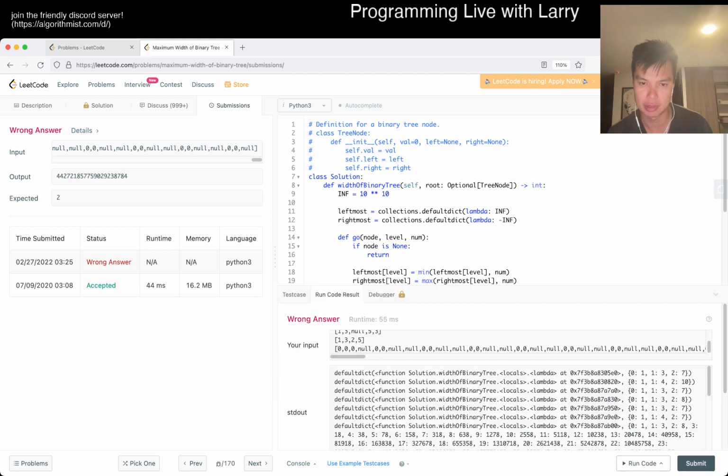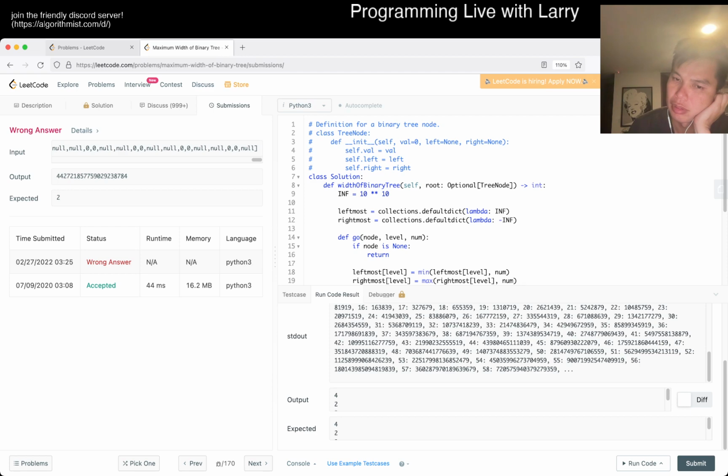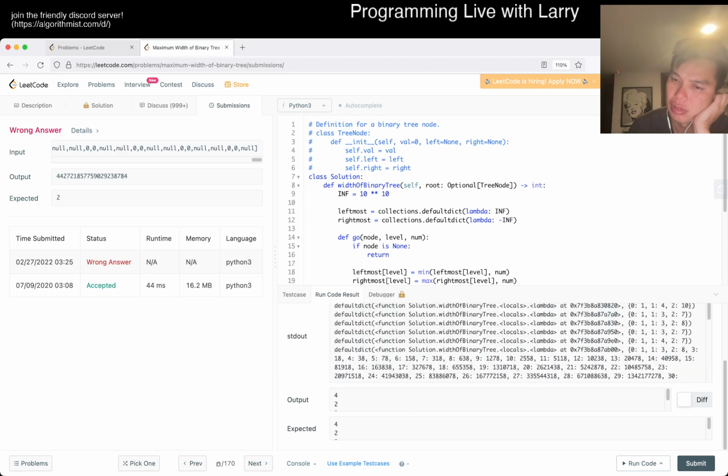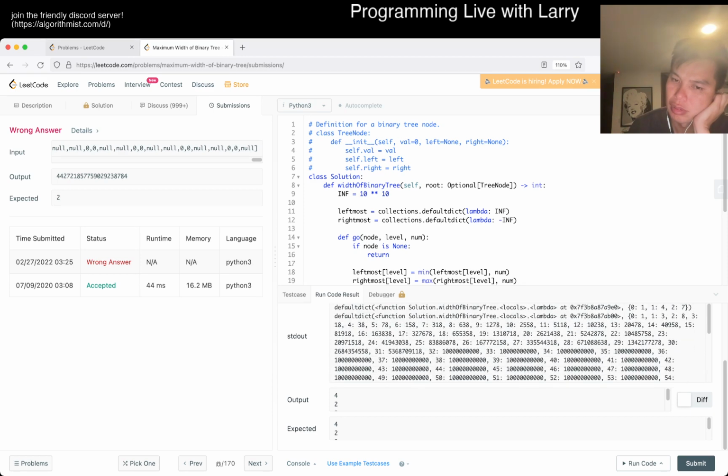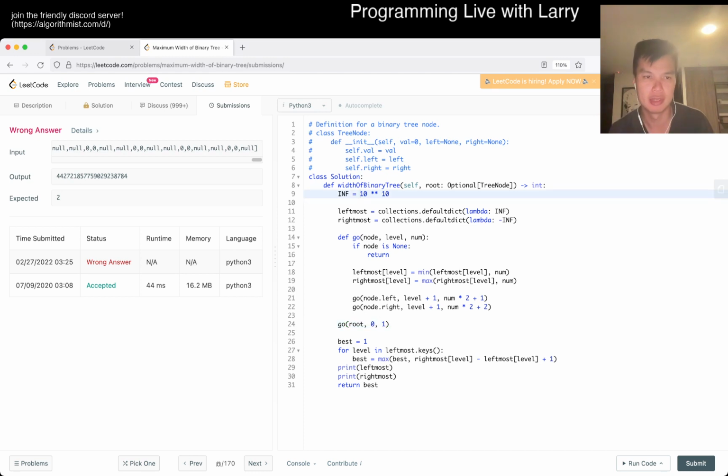Oops, still wrong answer. Still the same. Oh, different wrong answer, but still a wrong answer. So that's not great either. I thought that maybe this formula only works for a complete tree, but oh, I see why. Because my infinity is not big enough. I was just lazy about infinity, to be honest.